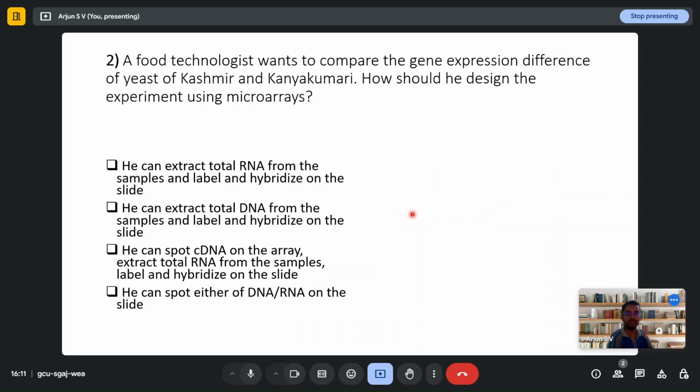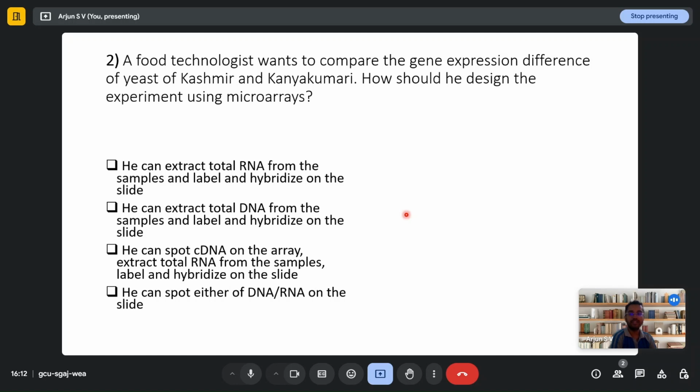So next question. A food technologist wants to compare the gene expression difference of yeast of Kashmir and Kanyakumari. How should he design the experiment using microarrays? So I'll read the question once again. A food technologist wants to compare the gene expression difference of yeast of Kashmir and Kanyakumari. How should he design the experiment using microarrays?